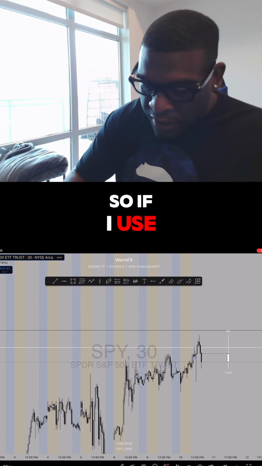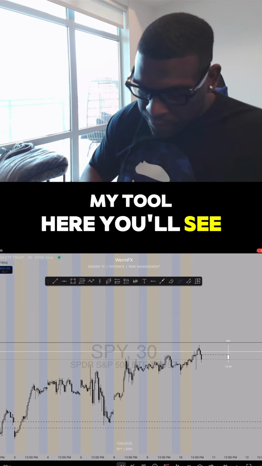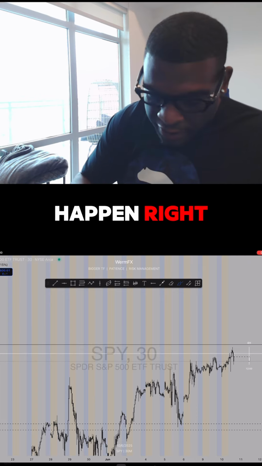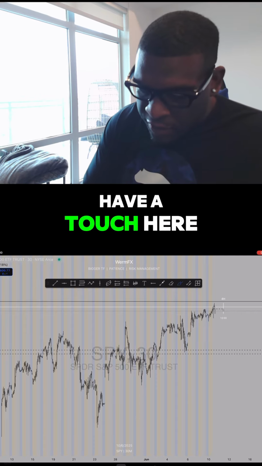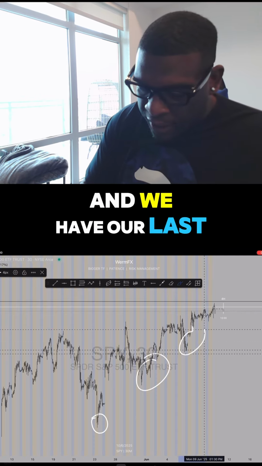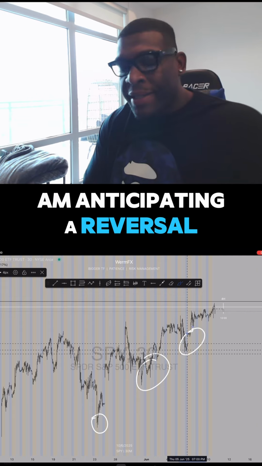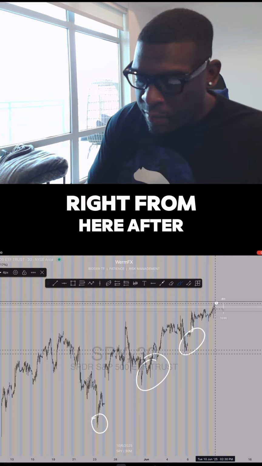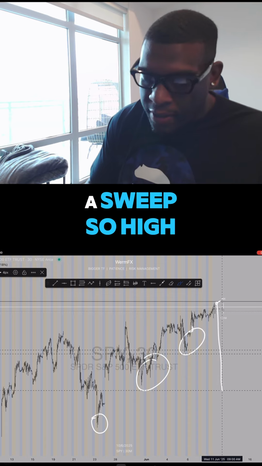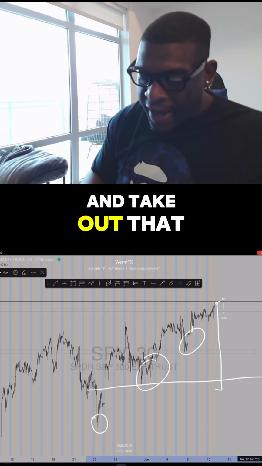So if I use my tool here, you'll see the moves before they happen. That's what I like to call them. Not only do we have a touch here, we have a second one here, and we have our last one there. That means that I'm anticipating a reversal, from here, after it sweeps a high, to at least come and take out that sell side.